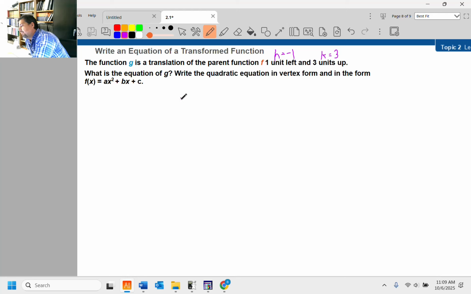So let's start off with vertex form. Again, sorry for the handwriting. I've literally had 3 energy drinks today. Hopefully that's not a problem. I guess we'll find out.